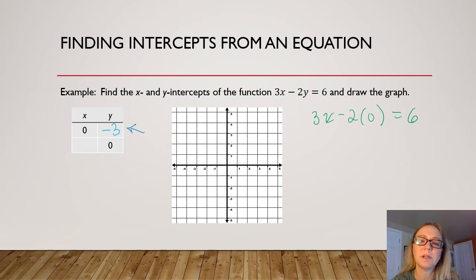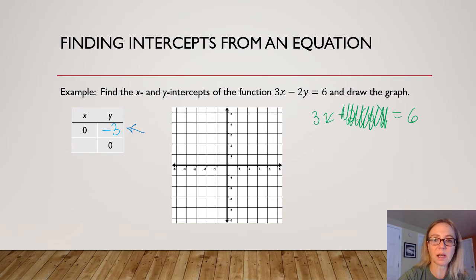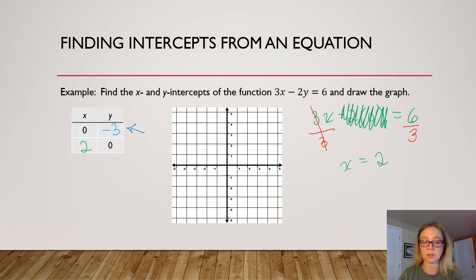we're going to plug in 0 in place of the y in the equation. Now when you multiply 2 by 0, you get 0. So that's gone, leaving 3x equals 6. I want to isolate x, so I need to make a 1. And if I do it to the left side, I have to do it to the right side. 6 divided by 3 is 2. So my x-intercept is 2.